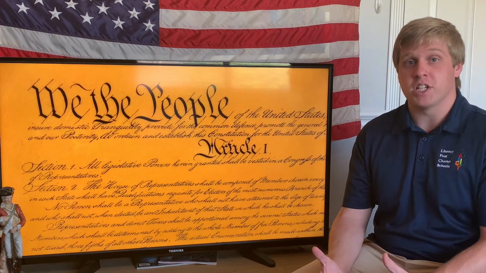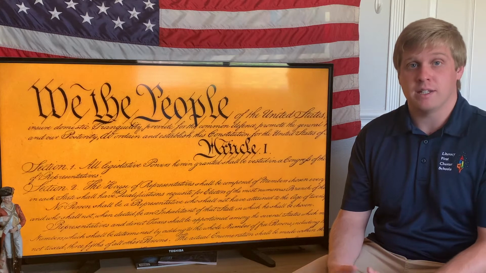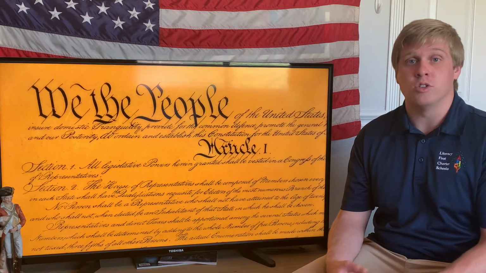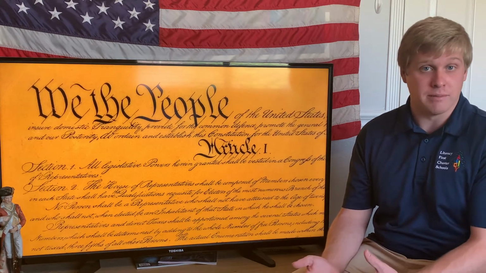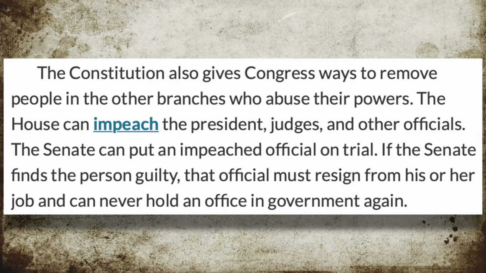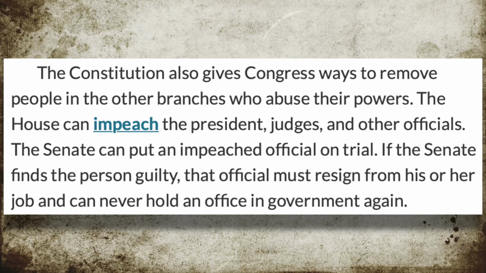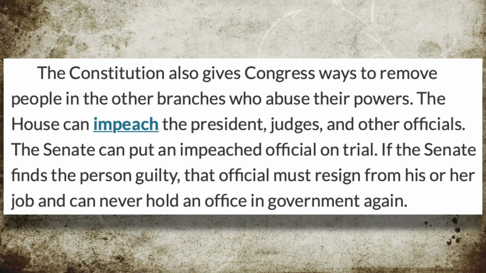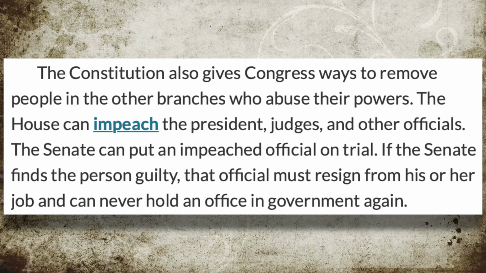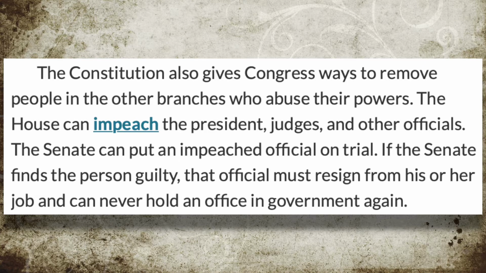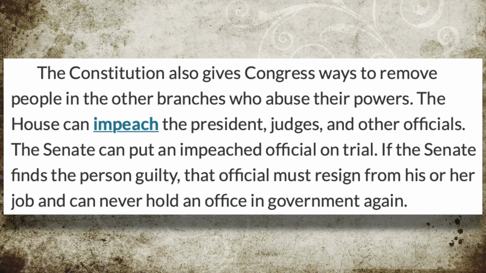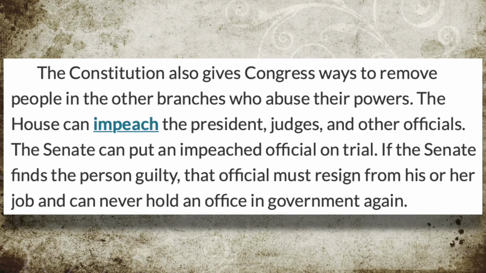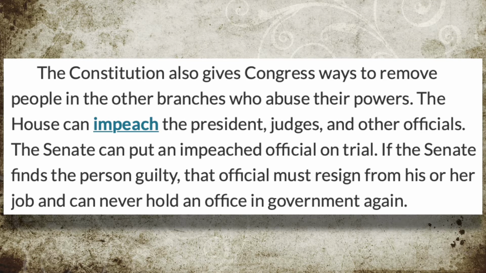And so since this branch of government has the common people in mind, they have another set of powers that they can use should things go poorly in government. The Constitution also gives Congress ways to remove people in the other branches who abuse their powers. The House can impeach the president, judges, and other officials. The Senate can put an impeached official on trial. If the Senate finds the person guilty, that official must resign from his or her job and can never hold an office in government again.